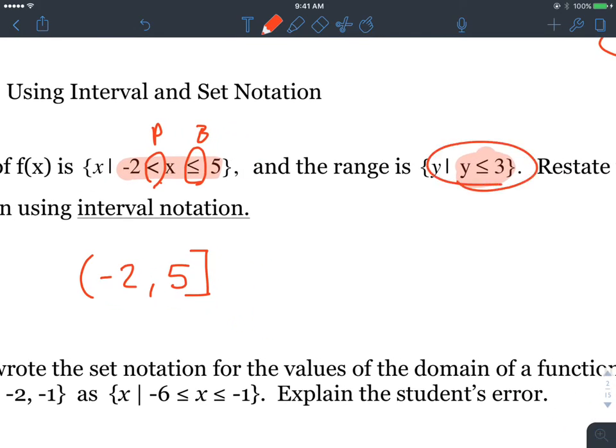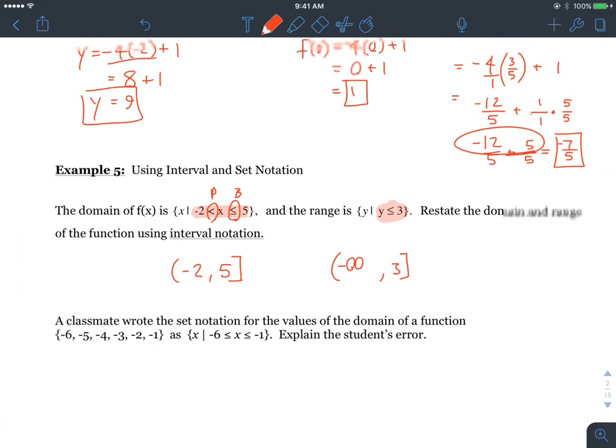Now for the inequality here, you don't have a lower bound, you have y is less than or equal to 3. So you're going to have a bunch of stuff over here, and then 3, and since it was equal to, you put a bracket. And since you don't have anything to the left, something smaller than that, we're going to put negative infinity. So we say it goes from negative infinity to 3. You can't really bound negative infinity, so that's how you write that one. So here's your domain, here's your range, and we're all good on that.